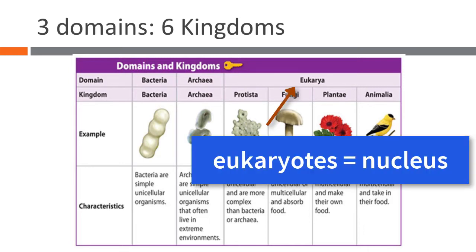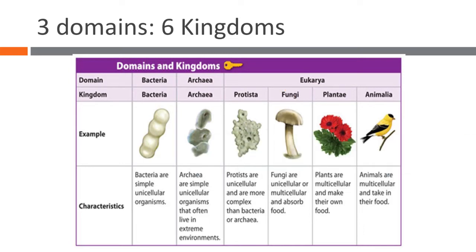The eukarya domain has 4 different kingdoms within it. As microbiologists, we don't really talk about plants, so in this section of the course, we're only going to be talking about the protista, the fungi, and the animalia.